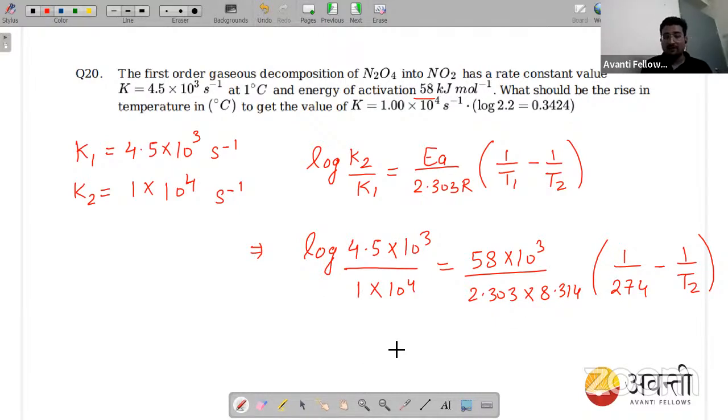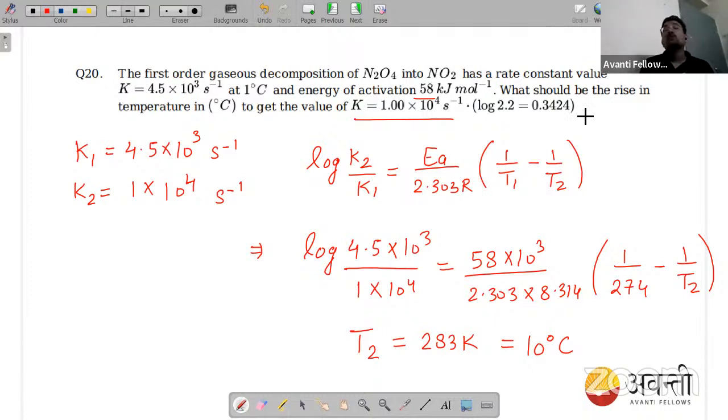Now on solving this equation, we can clearly get the value of T2. On solving, we will get T2 as 283 Kelvin. You all can solve this equation and you will get the value of T2 as 283 Kelvin. We can represent it as 10 degrees Celsius. So our T2 temperature is 10 degrees Celsius. So we have to raise the temperature from 1 degree Celsius to 10 degrees Celsius to make the rate constant K equal to 10 to the power 4 second inverse.